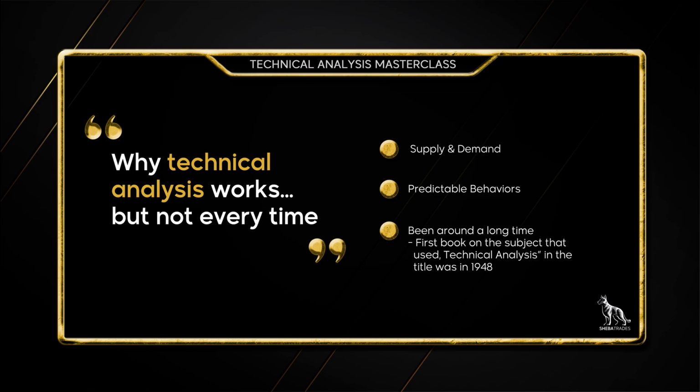And so what this leads to is that supply and demand has predictable behaviors. If we start seeing certain patterns or certain things happening, we can anticipate that there are going to be changes as a result of that supply and demand. And it's been around for a long time.